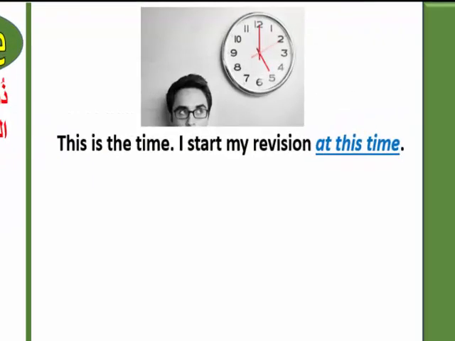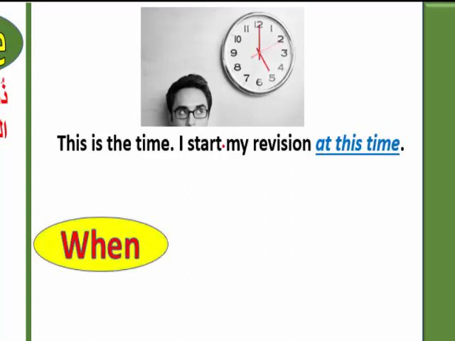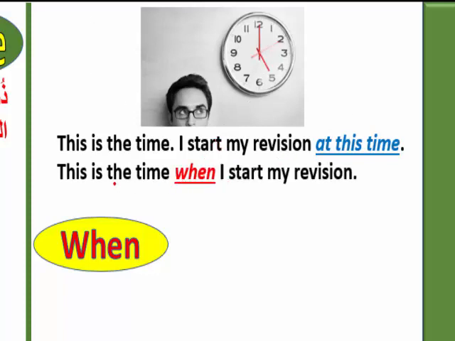Now let's move on to another relative pronoun, which is this one here. This is the time I start my revision at this time. So at this time is just a repetition. We can replace it using when. And some students would say, this is the time I started my revision when. It's not correct. So the correct one is this is the time when I start my revision, because when refers to the time here and it should come after it. Can you give me another example? Okay, at the end I will ask you to give more examples. So when we use it for time, it refers to time.